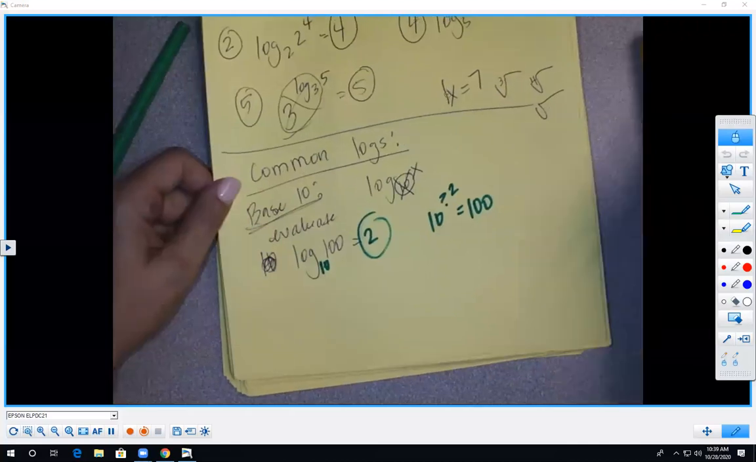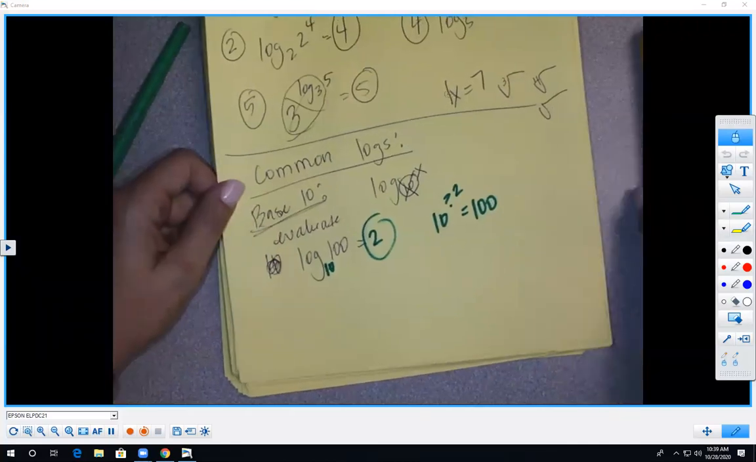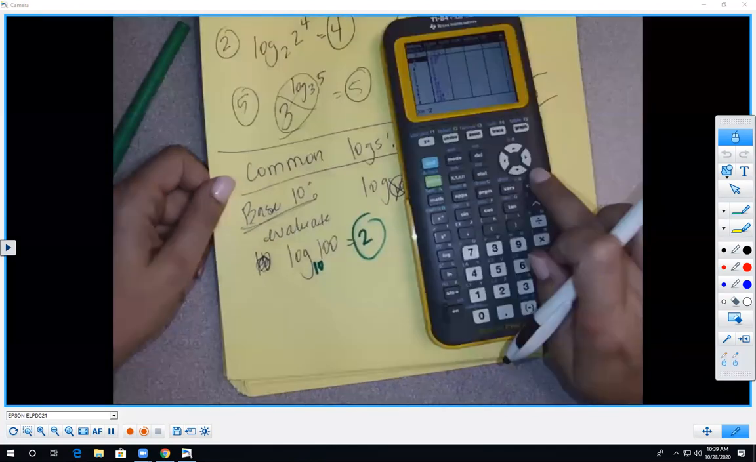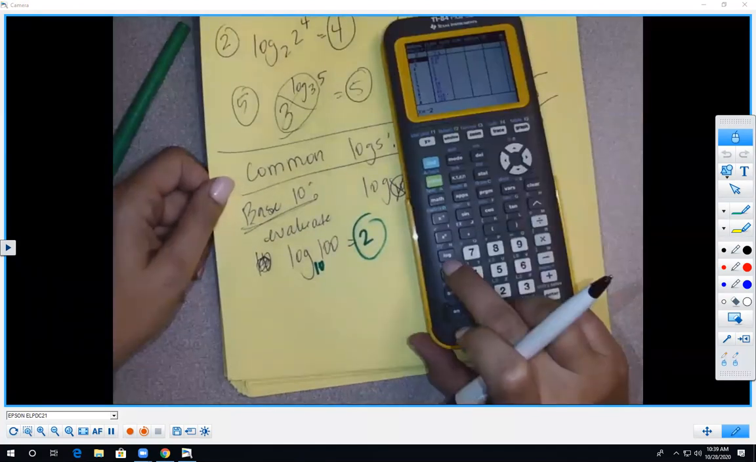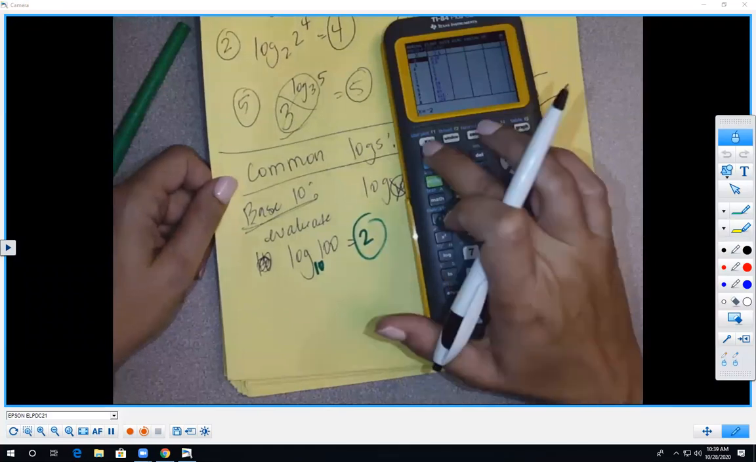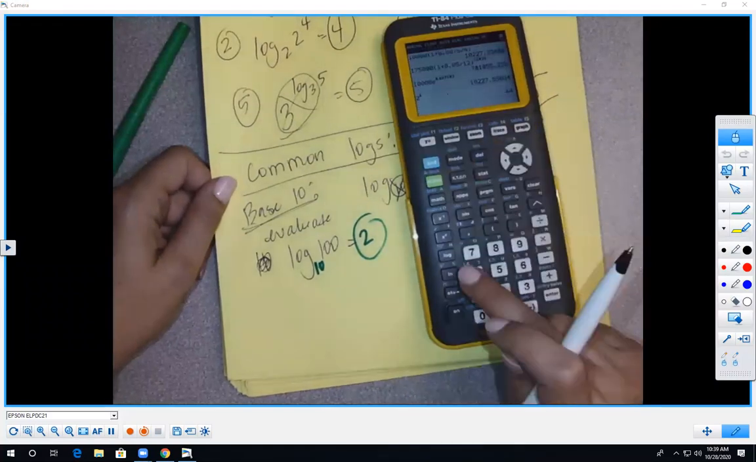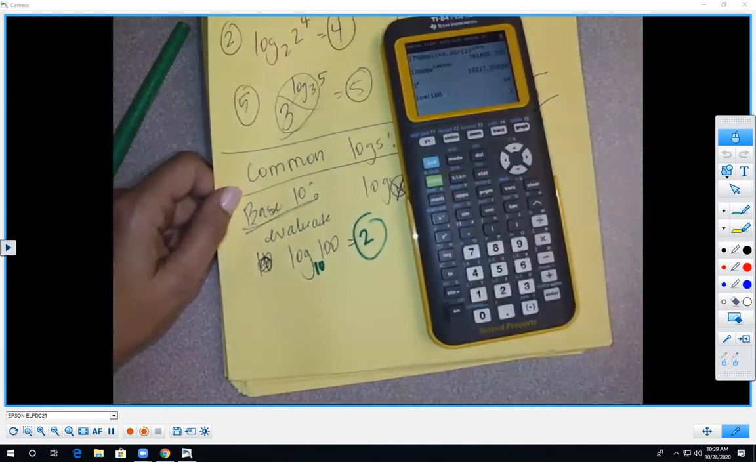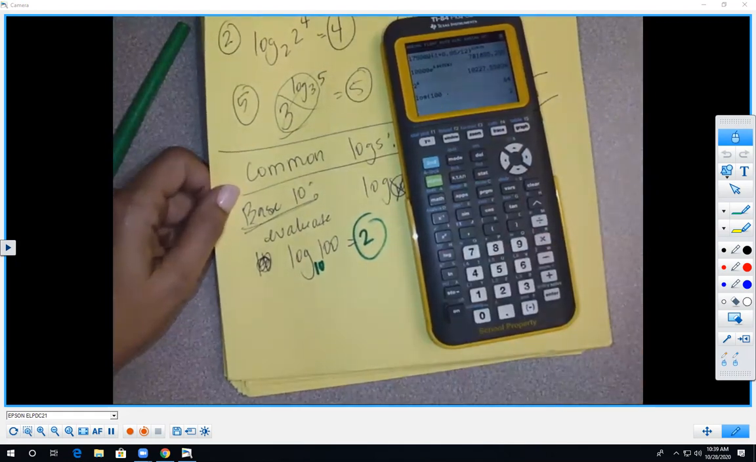Okay, so common logs are on your calculator. If you look on your calculator, there is a log button right here. It does not have a base on that log, so it tells you that's a common log, log base 10. So you could have typed that problem in your calculator. Log of 100 is 2. Okay.